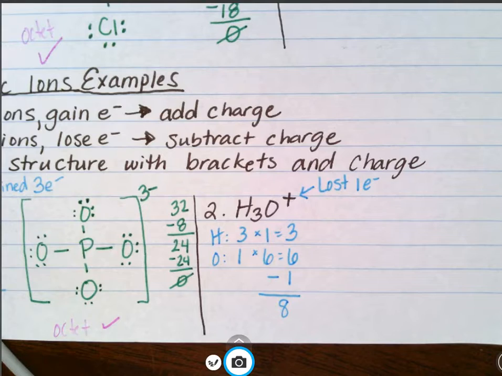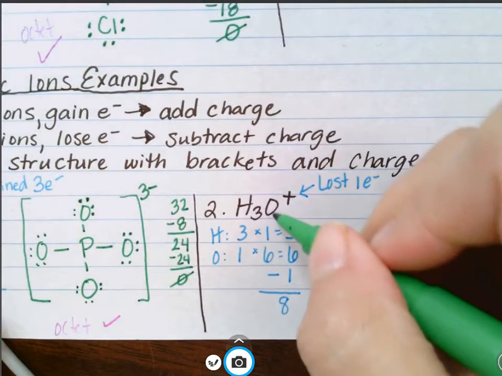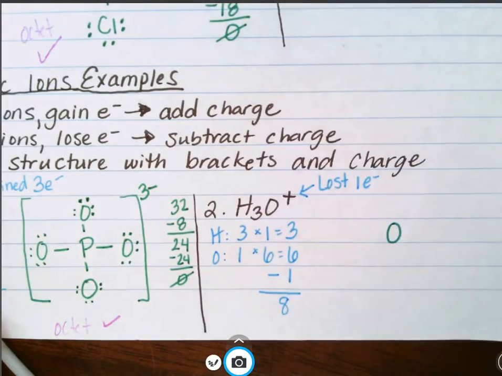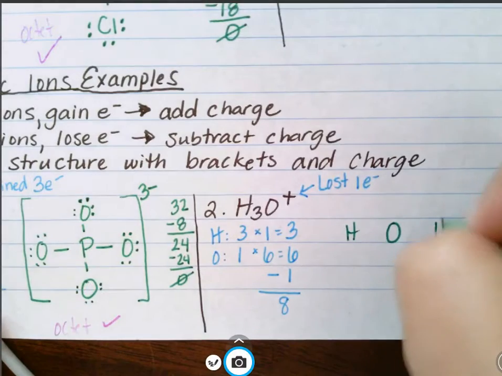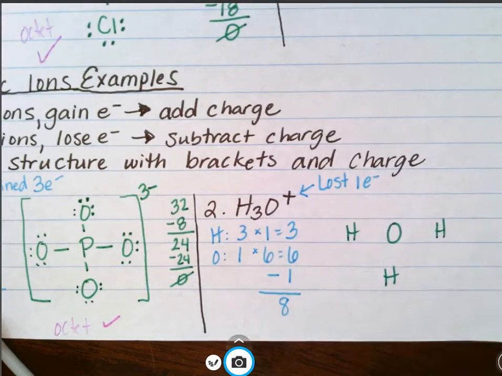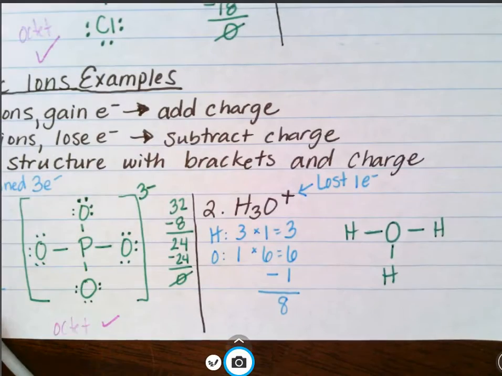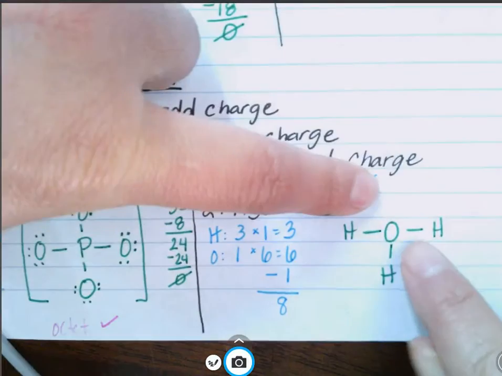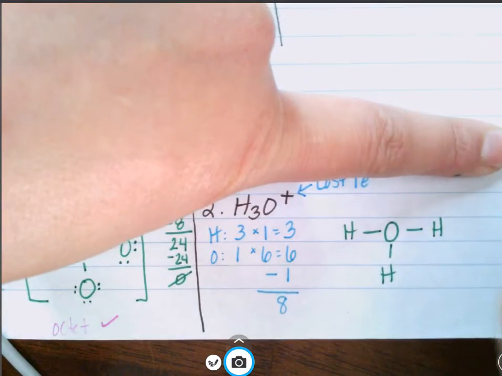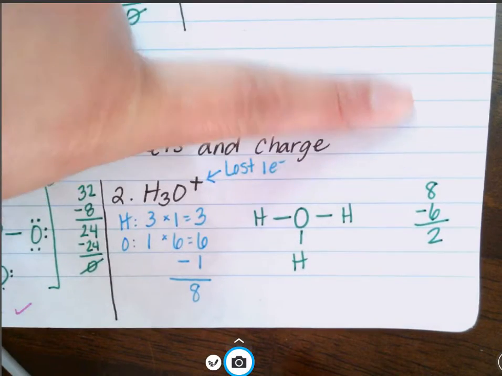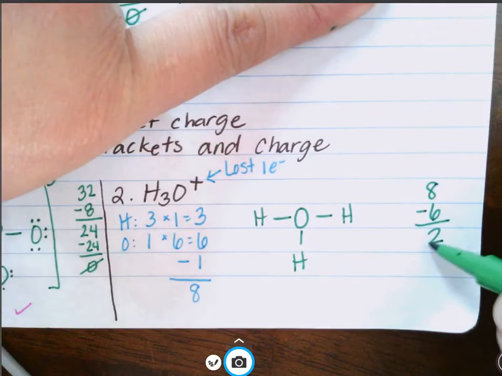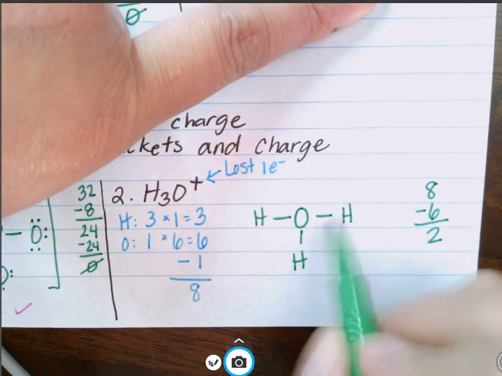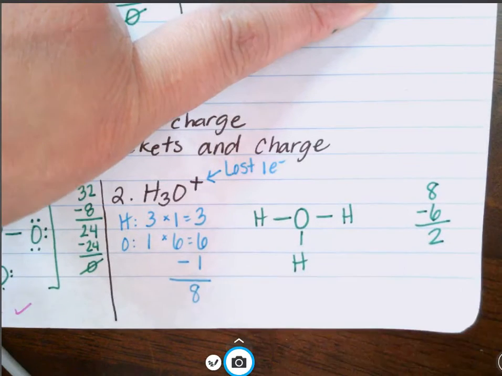Okay. Figure out the central atom. It can only be oxygen. Hydrogen can't be a central atom at all. So I'll put the oxygen in the middle, the hydrogens on the outside. We'll draw single bonds to the outside atoms. Okay, we'll do the math. 8 minus 2, 4, 6 is 2 valence electrons. I have 2 left over. They can't go on the hydrogen. Do not be tempted to put dots on hydrogen. As soon as you have a single bond to hydrogen, it is finished.